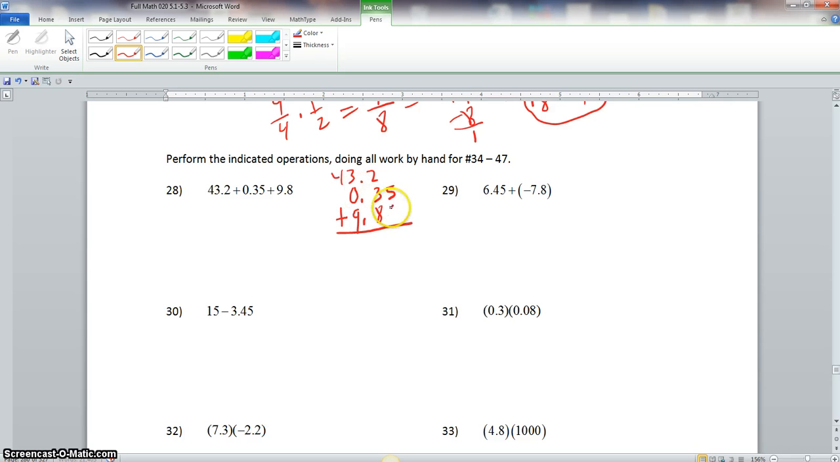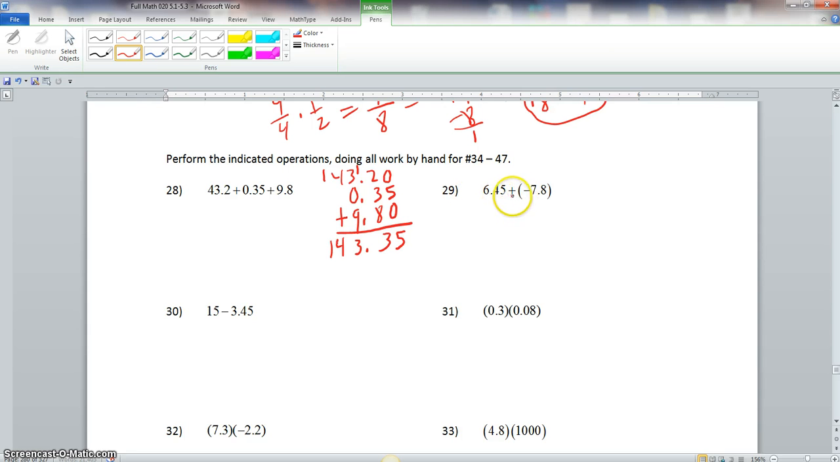Now we're going to add them. We can add zeros here as placeholders, so we will have just as many numbers behind the decimal. Now we add 0 plus 5 plus 0 is 5. 2 plus 3 is 5. Plus 8 is 13. Write down your 3. Bring down your decimal. And then carry the 1. 1 plus 3 is 4. Plus 0 is 4. Plus 9 is 13. Carry our 1. 9 plus 4 is 13. Plus 1 is 14. So our final answer is 143.35.